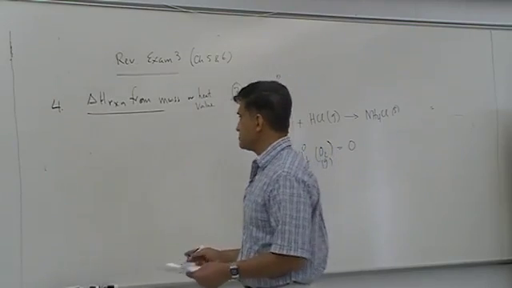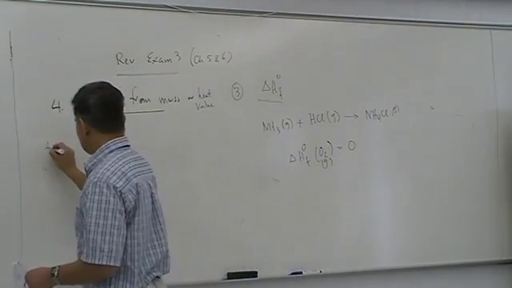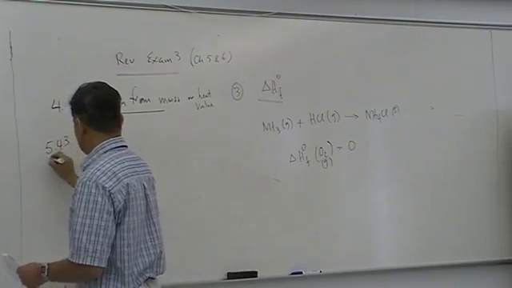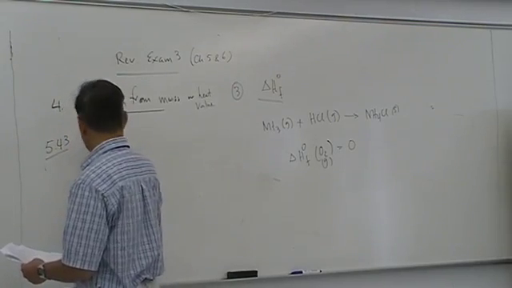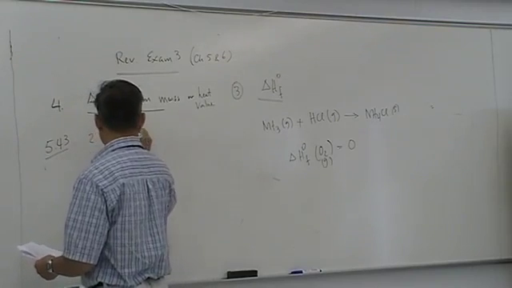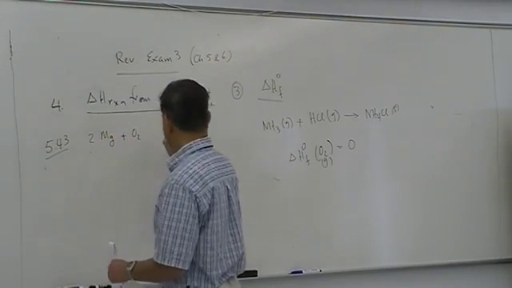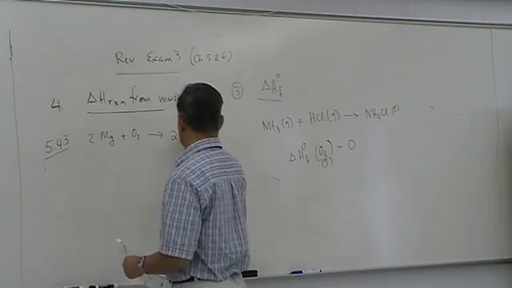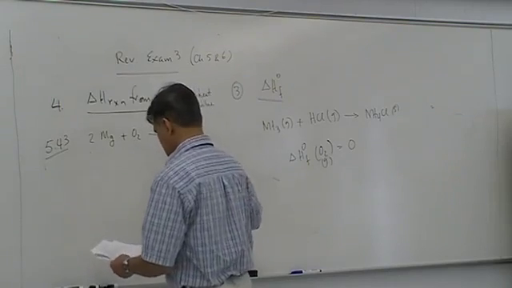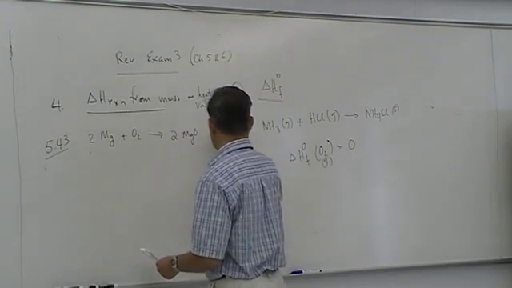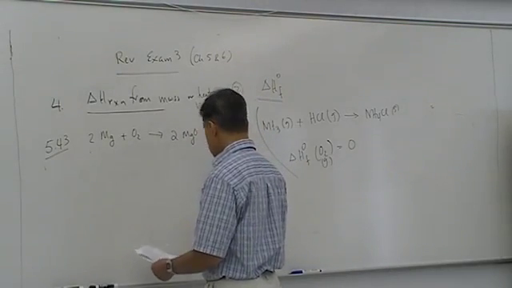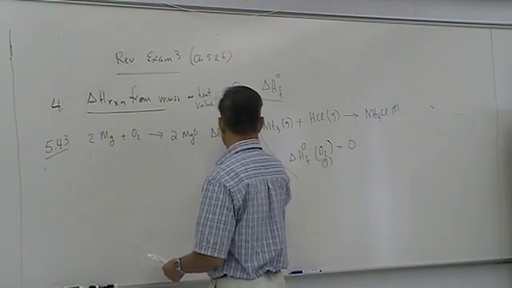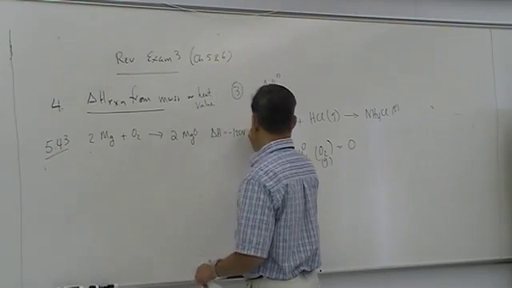This is a problem from chapter 5. So 5.43 is the problem. This is the reaction given: 2Mg plus O2 gives 2MgO, and the change in enthalpy, or heat value, is minus 1204 kilojoules.